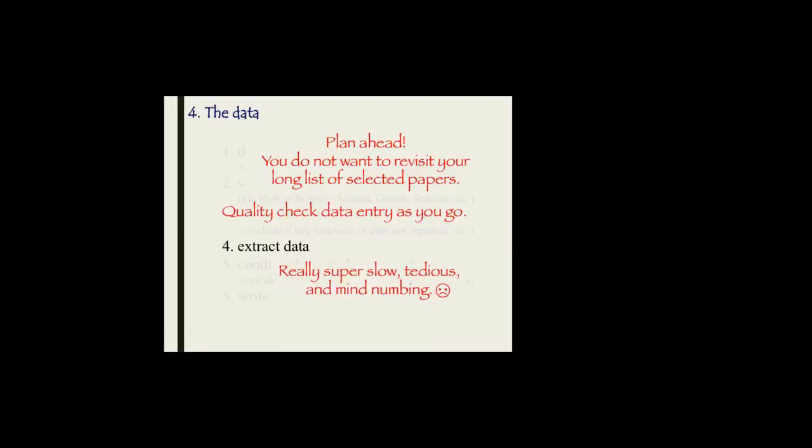And then there's the fun part, the data. I would recommend, and I say this from my own personal experience and the agony associated with that, you don't want to have to revisit a long list of selected papers because you realized there was some bit that you needed to pull out that you didn't. Then you have to go back and look at every single one of those papers to find those bits. It's bad enough having to go through them all, pull out the bits of info, and try the best you can to quality check the data as you go. This is really super slow and tedious and mind-numbing. There's not much way around that. It can be frustrating. I'm not trying to discourage anybody, but it's just the reality of it.